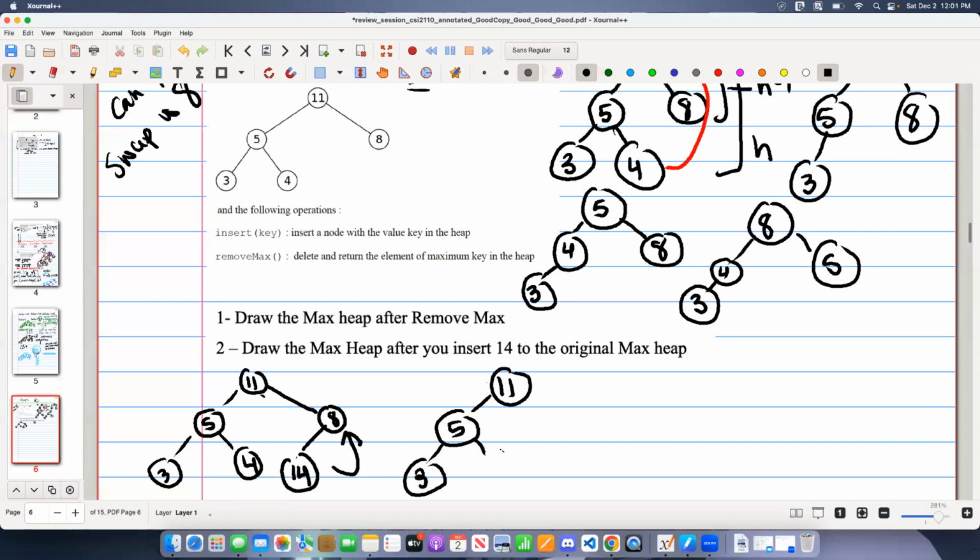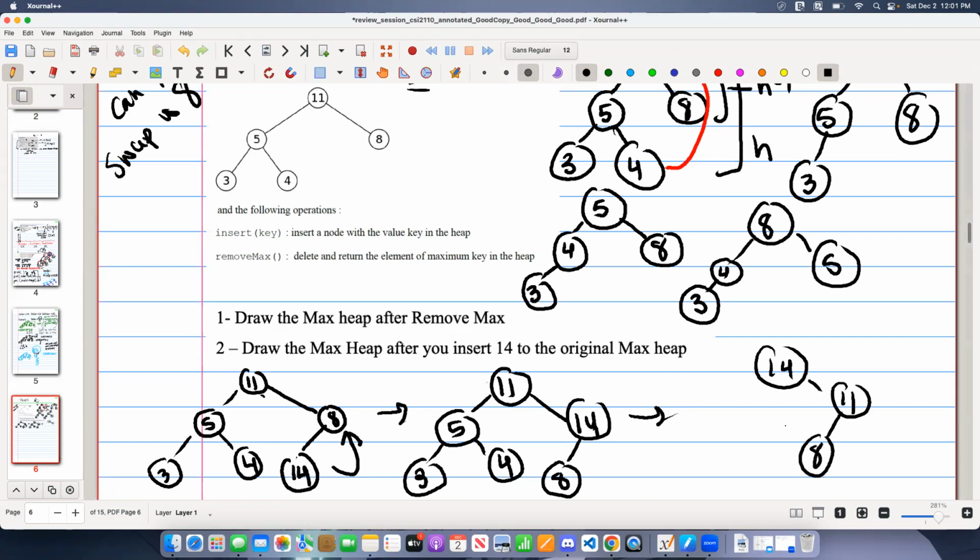3, 4, 14 now, and 8. Okay. And then see, is it a max heap? No. 11 is less than 14. So now you would also swap 11 with 14. 14, 11, 8. And then this left side stays the same. Using code, you would actually also check the left side, but since we know we're just adding 1 to the right of 14, we're good.